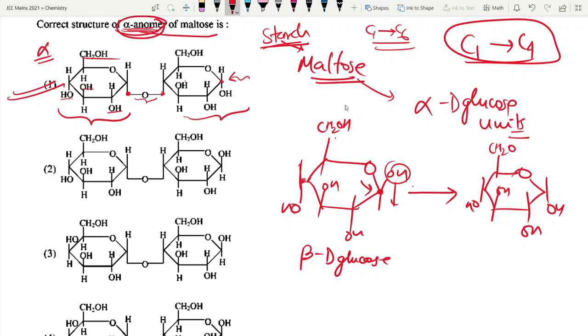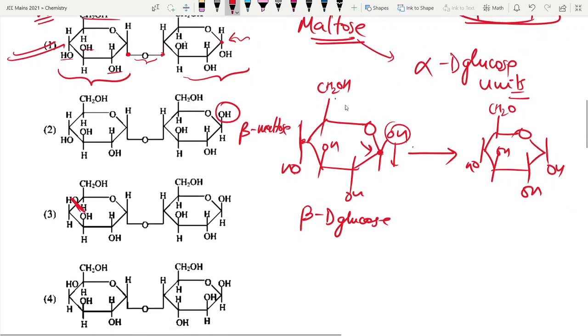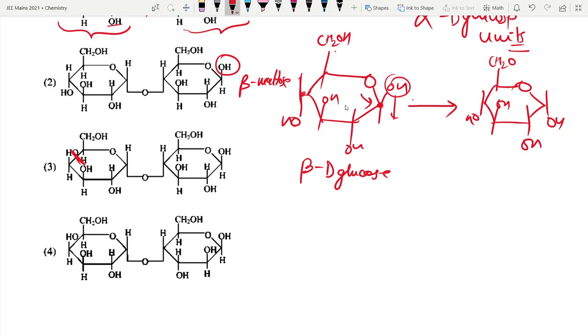What's different in other examples? This is beta. This is beta maltose, guys. This is beta maltose. And here, these two OH are together. No. And in the last option, once again these two OHs are together, hydroxyl groups. So no.